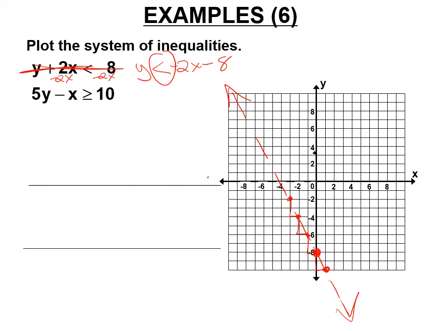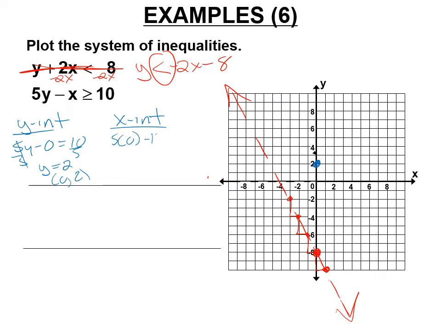Now the bottom one, I'm just going to find the intercepts of this one. So the y-intercept where x equals 0. Divide both sides by 5. y equals 2, so 0, 2 is the y-intercept. X-intercept where y equals 0. I'm just going to put the -1 in there to remind me. Divide both sides by -1. x equals negative 10. So negative 10, 0 is our x-intercept way over here. And it's a solid line.